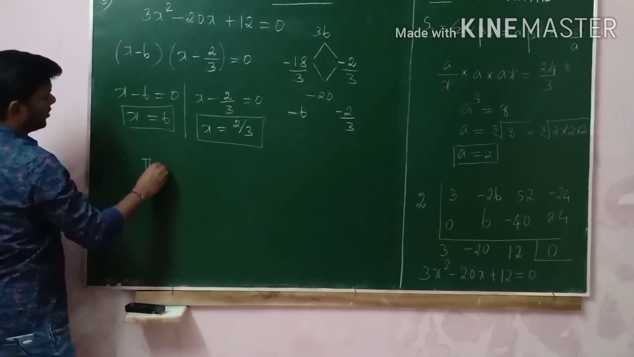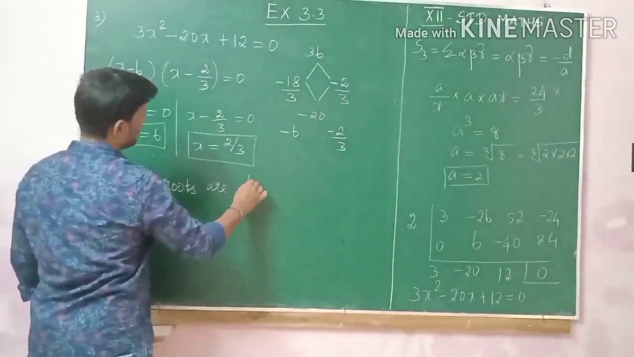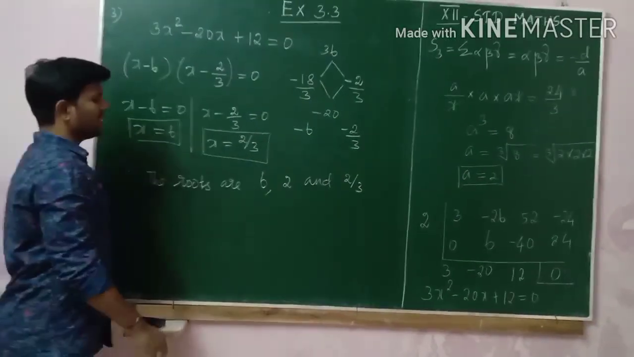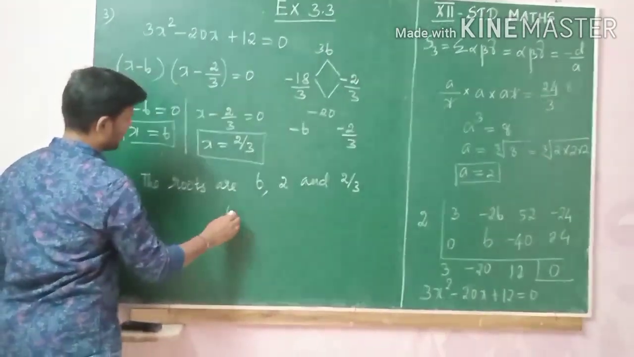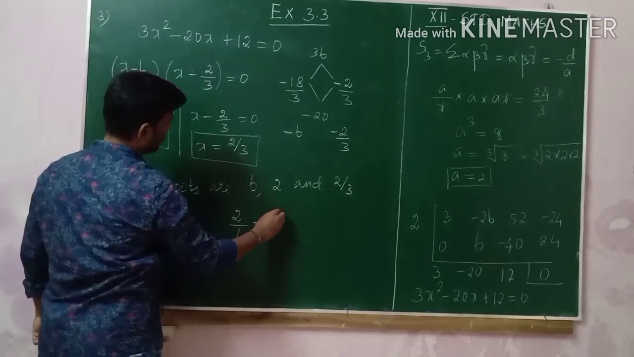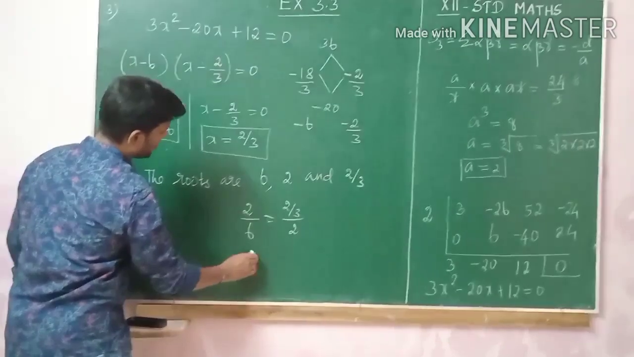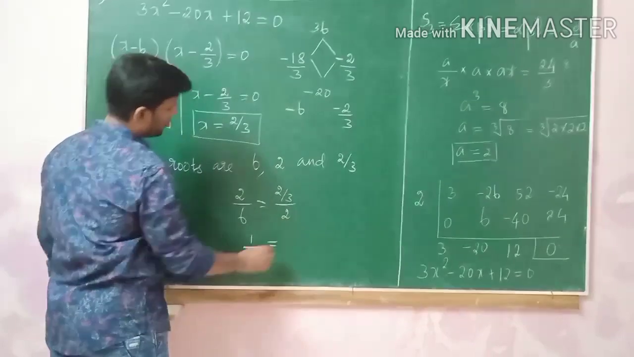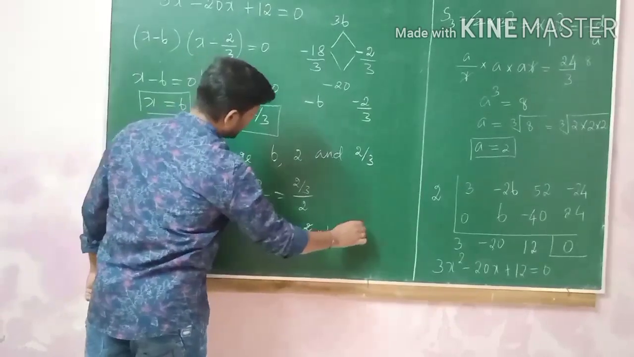Therefore, the roots are 6, 2 and 2 by 3. So we will check whether the given 3 roots form a geometric progression. T2 by T1. What is T2 by T1? 2 by 6. And T3 by T2 is 2 by 3 by 2. So 2 by 6 is what? 1 2 is 2, 3 2s are 6. And here, what is 2 by 3 by 2? 2 by 3 into 1 by 2.